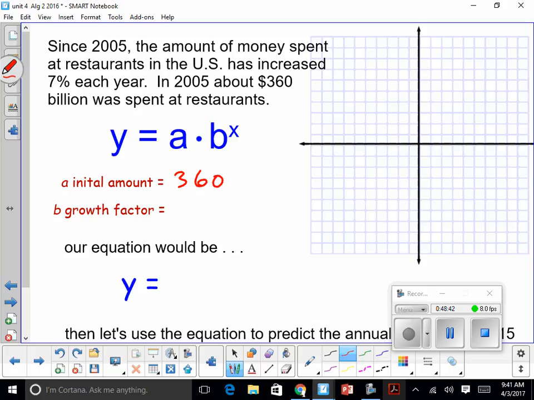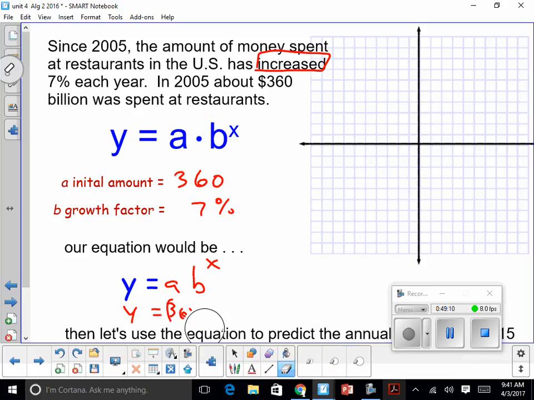Y equals a b to the x. So when I put that in, I got my Y, I got my 360, and then I got that 7. I guess I could leave that out of parentheses. That 7%, which I'm going to fix. It's going to be broken. That's going to be that last part that tells you, oh, this needs to be fixed. So I'm going to put it in this way just so they can tell, okay, I got my pieces.